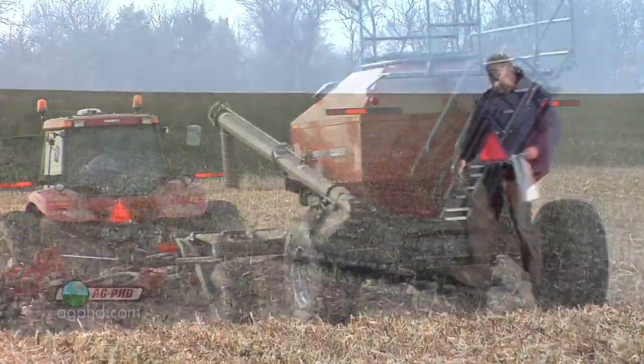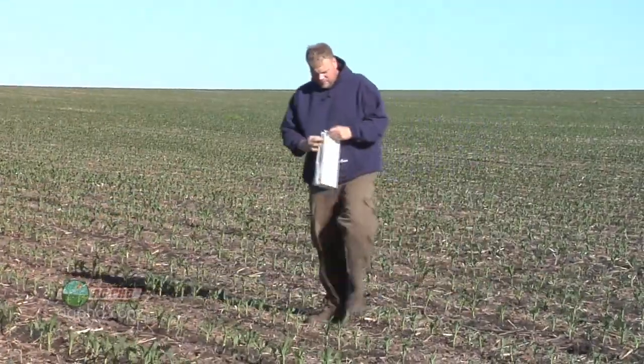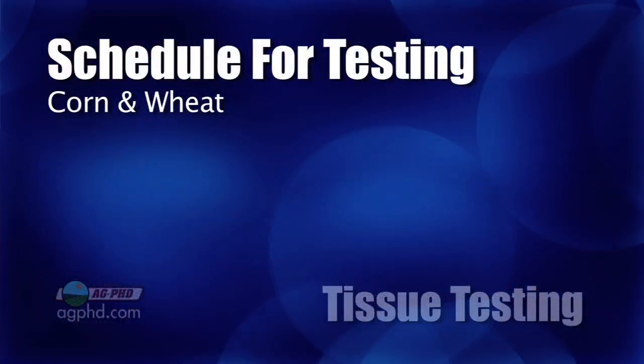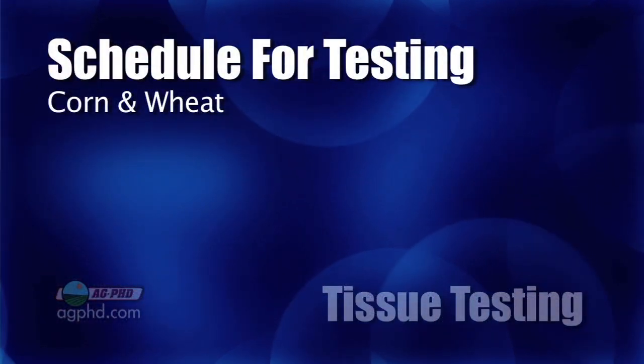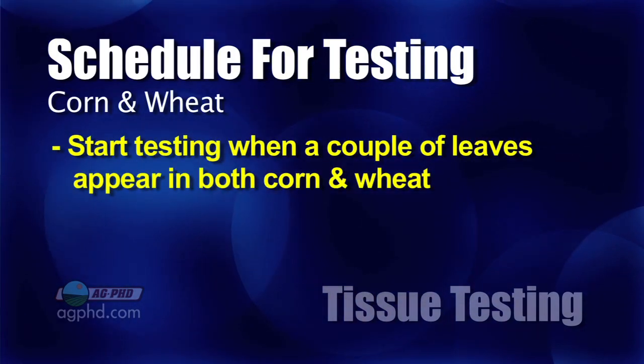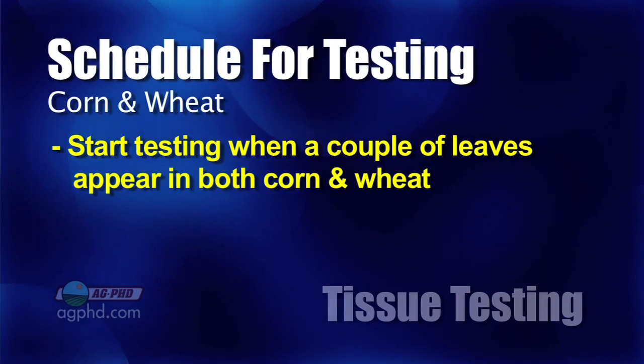So one of the common questions we get is, when should I be doing this plant tissue analysis? Let's take corn, for example. When do you suggest I start and when should I end? Well, with corn and wheat, I would say you start right away. As soon as you've got a couple of leaves on that plant, that's a good time to start.